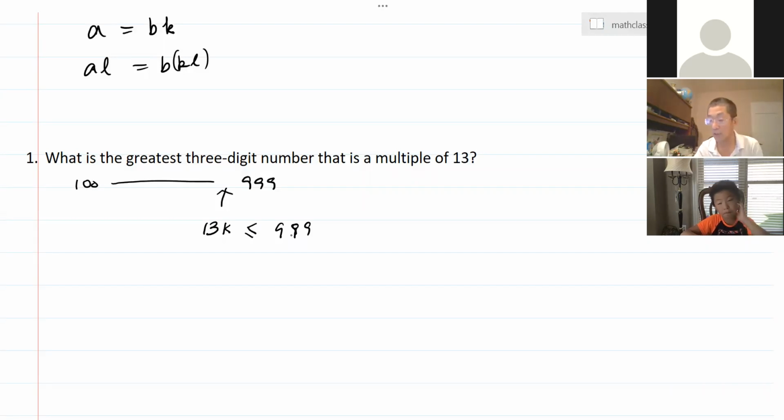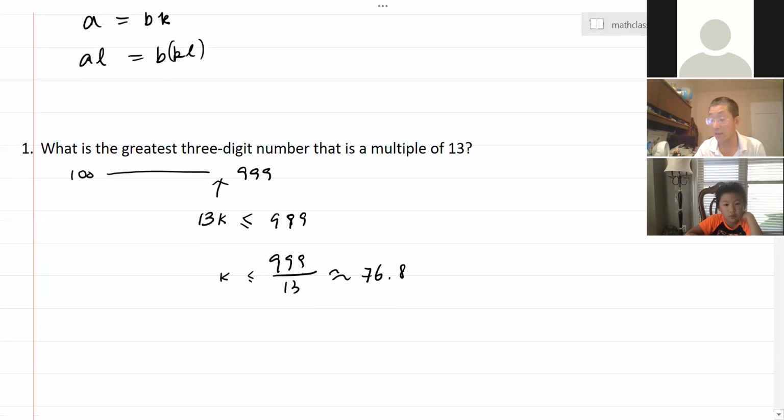So I'm going to divide 999 by 13. You can do it by hand or by calculator. It's about 76 point something. If you use long division, you will get quotient 76 plus a remainder. This is the number k, and k is an integer. So now it's easy to see the greatest possible value of k, so that 13 times k is less than or equal to 999.